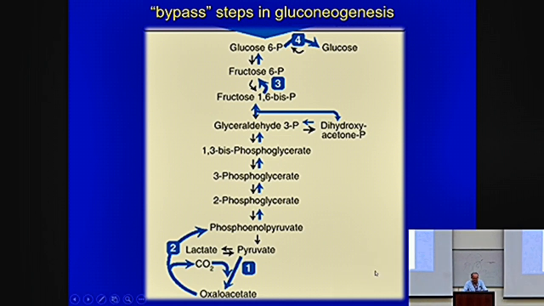Okay. All right, so let's start with pyruvate. Because this step is irreversible, you have to come up with something else. In fact, you're going to need 2 enzymes to convert pyruvate back to PEP. So this is going to require 2 enzymes, and we'll start here.